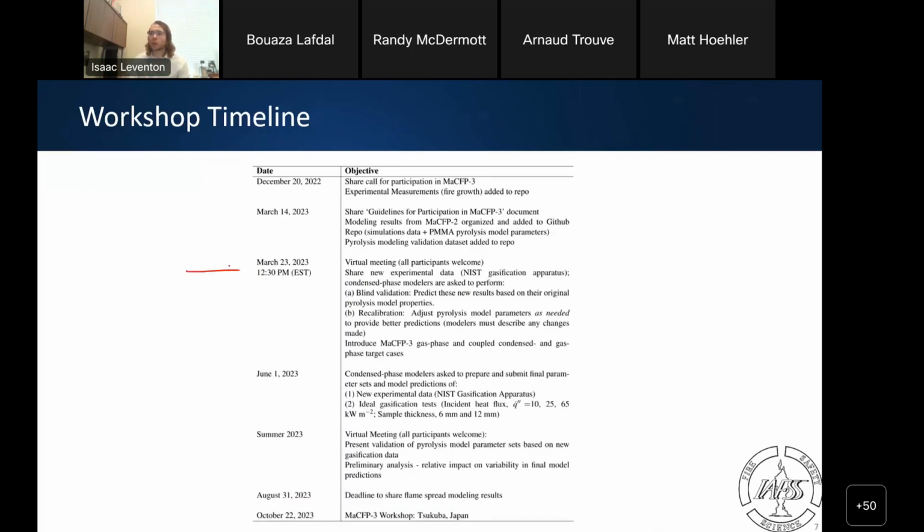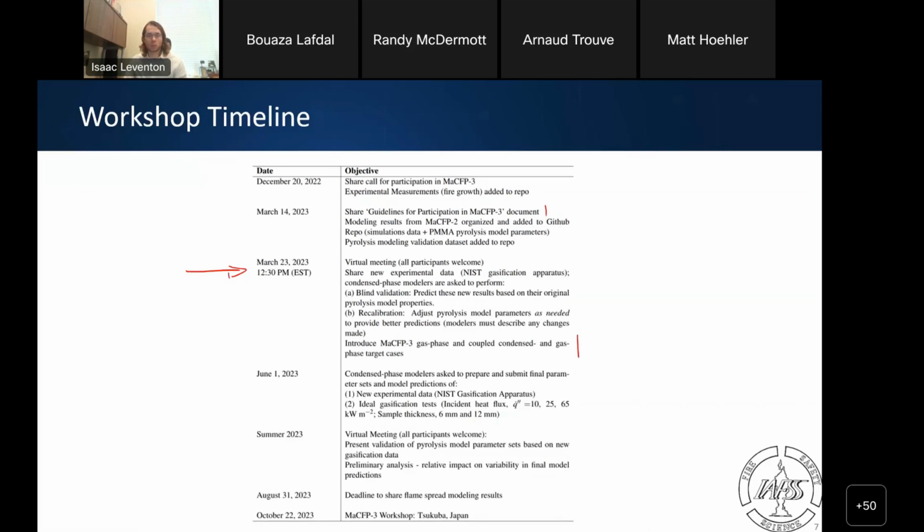Right now we are here in March. And so we've shared our call for participation. All of the measurement data that we're going to discuss today is now available on the GitHub repo. And we have guidelines for participation that are available as a PDF document that we shared and as a wiki on the GitHub page.